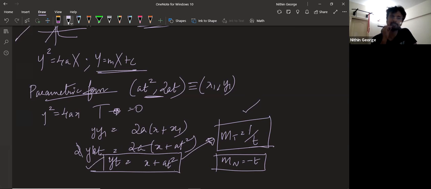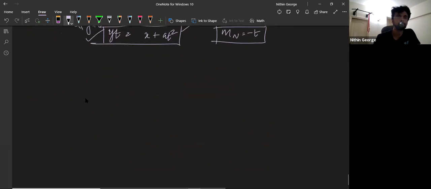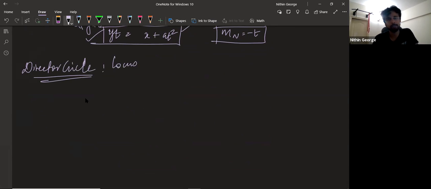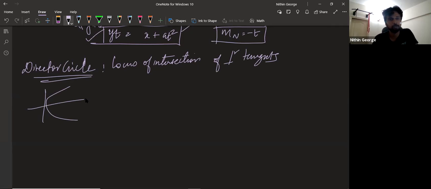Now, director's circle. Director's circle is the locus of intersection of perpendicular tangents from the conic. So you have some y square equal to 4ax, and you find a bunch of tangents that are actually perpendicular. Where do those tangents meet? They meet on some locus called the director's circle.